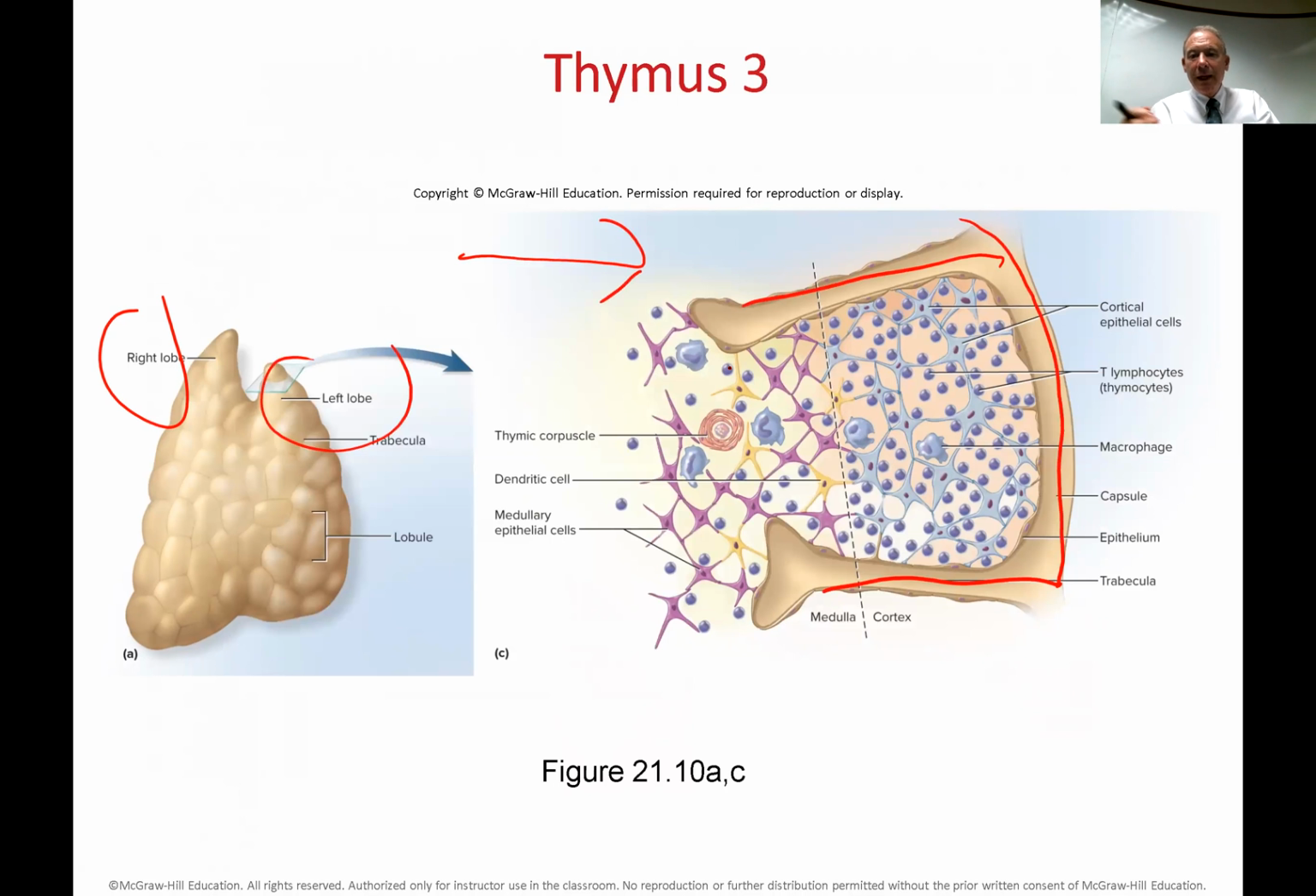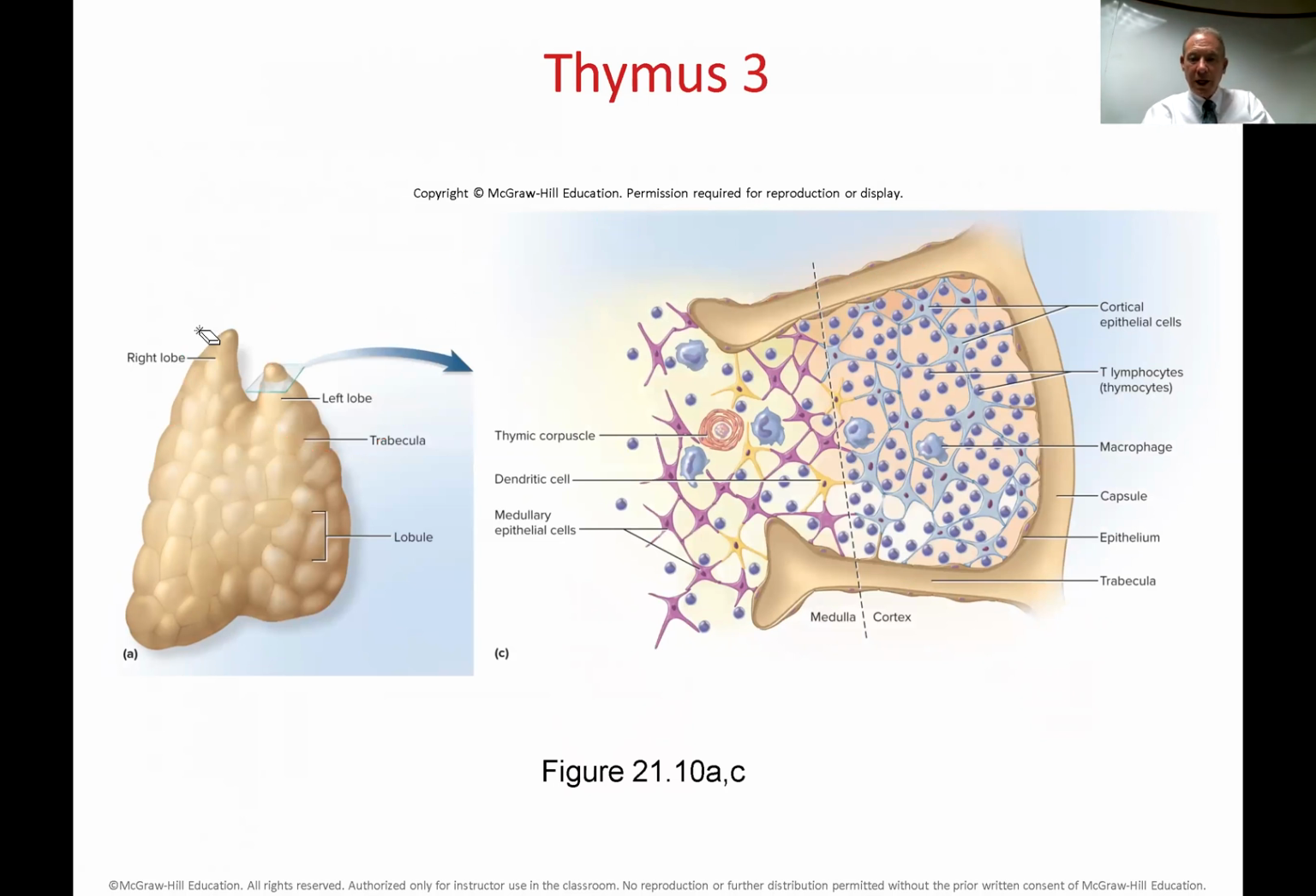The little inturnings of the capsule that make the partition, they're called trabeculae. The thymus has an outer portion called the cortex, and that's from this point here, and then an inner portion called the medulla. A lot of organs have an outer cortex and inner medulla. We'll see that later in this chapter as well.